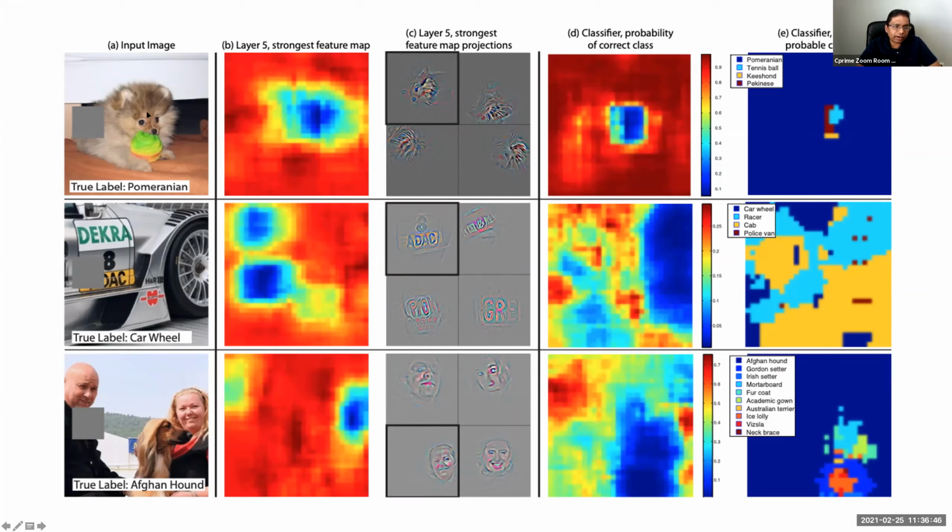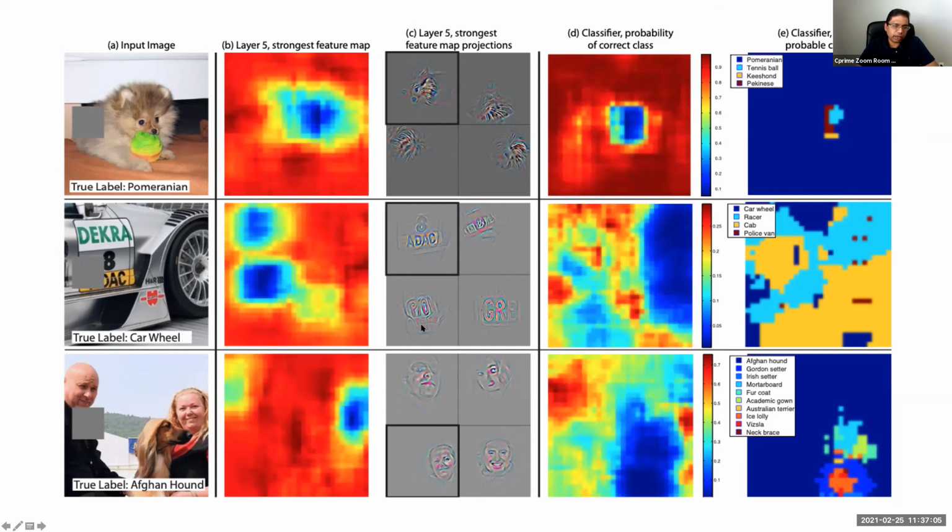If this square is on the face of the Pomeranian, the class that is coming out is that of a tennis ball, which is what this Pomeranian is holding. This is a very good example of trying to explain what your model is predicting and why it is predicting the way it is predicting.